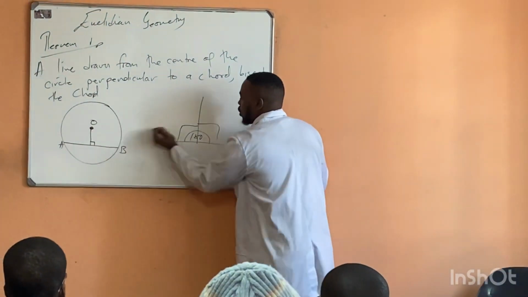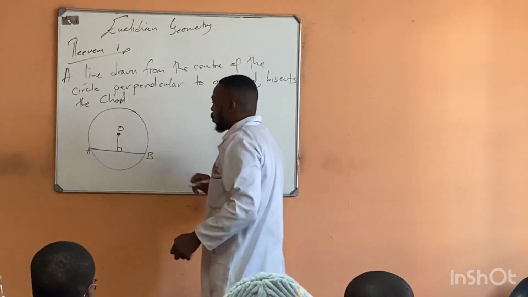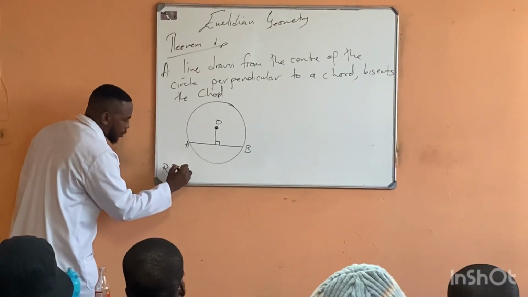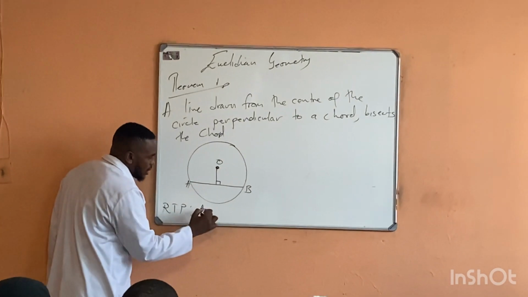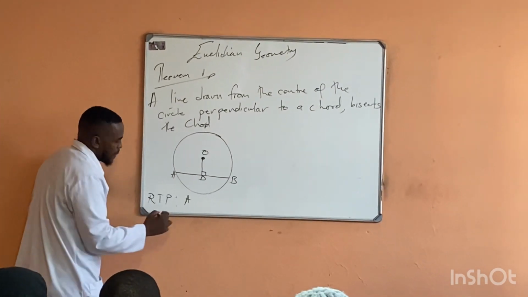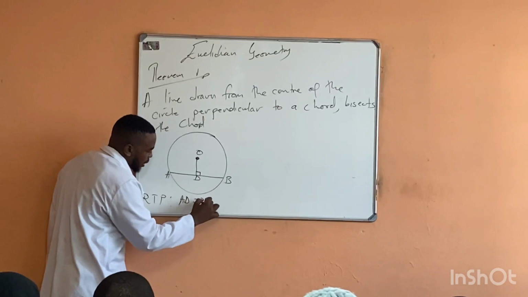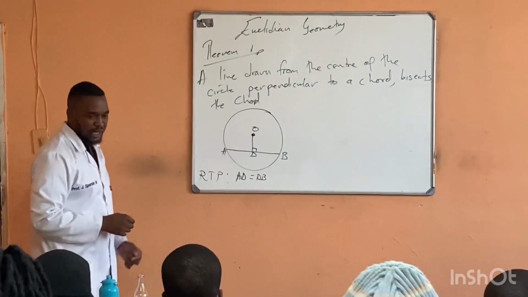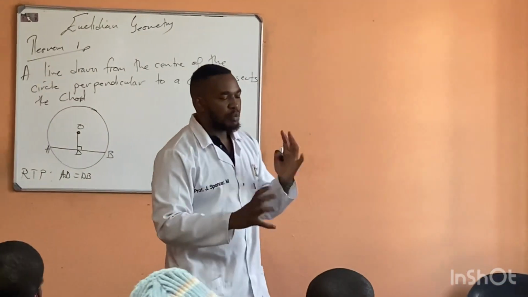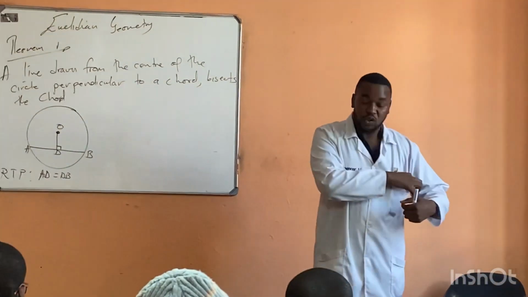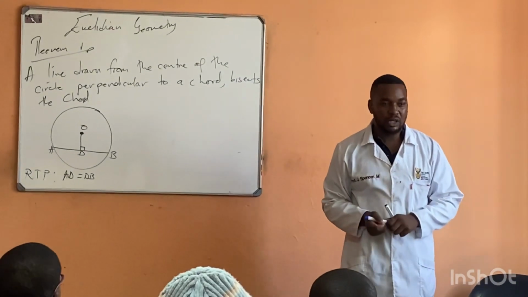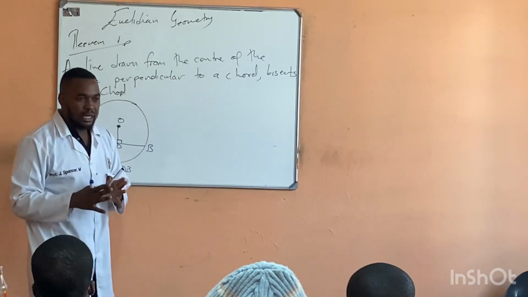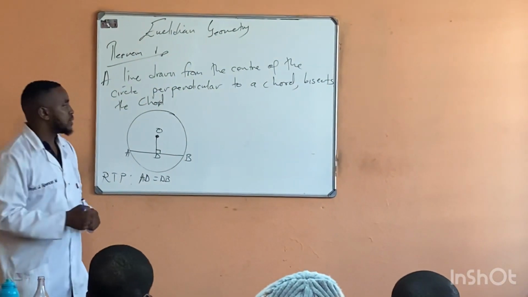Alright. So what we want to do here, we are required to prove that, if I call this point D, AD is equal to DB. We want to prove that AD is equal to DB. This is theorem number 1. So then how do we provide the proof? The first thing you must do is a construction. You must construct. So we want to produce two triangles. So how do we produce these two triangles?